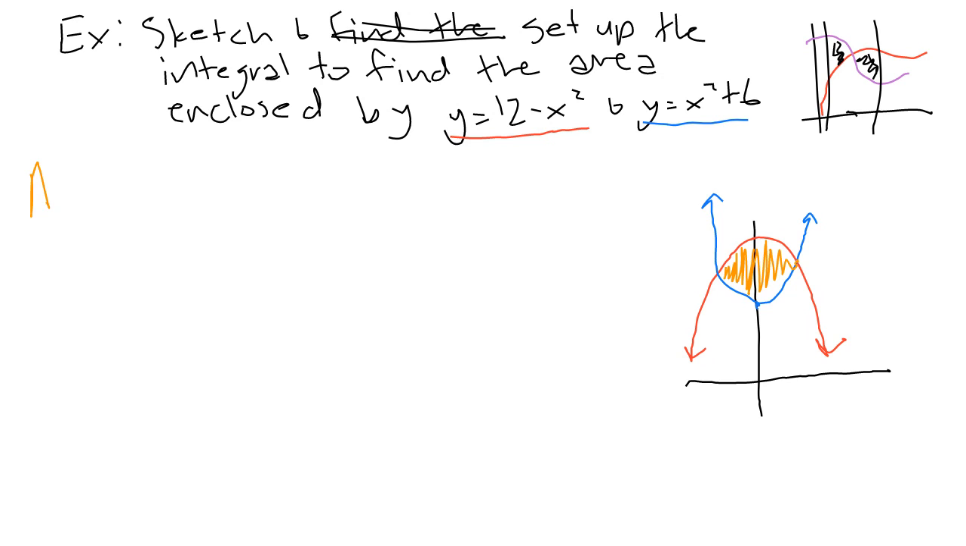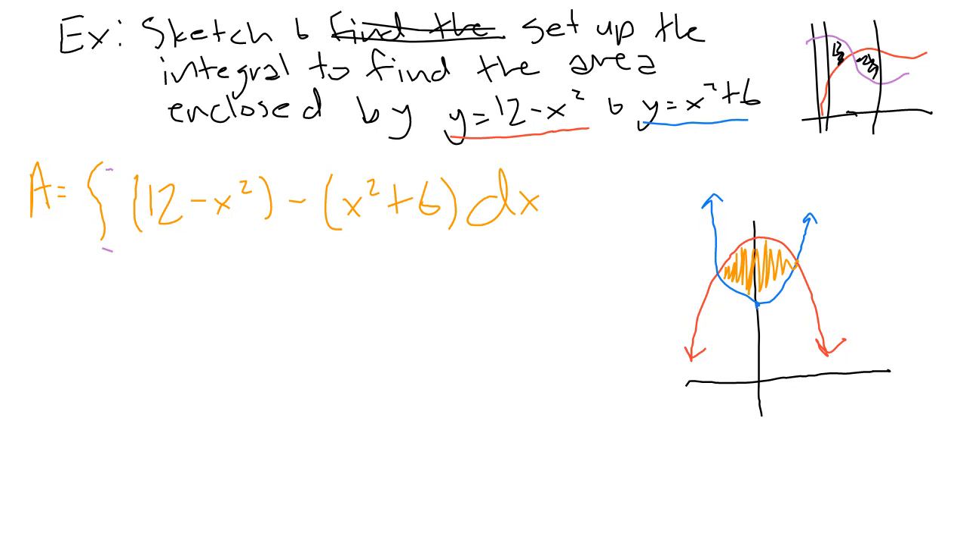So we can say our area is equal to the integral, and we know for sure that's going to be 12 minus x squared minus x squared plus 6 dx. The only thing is we don't know our bounds yet.